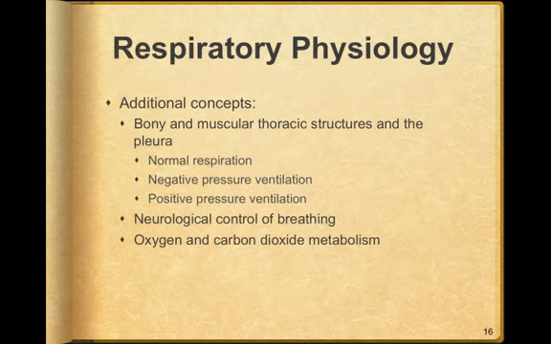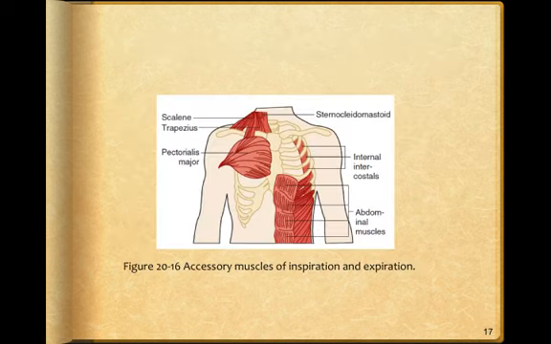Respiratory physiology. Additional concepts. Bony and muscular thorax structures in the pleura. And we're going to talk about this, I got some pictures following the next couple slides. Normal respiration, negative pressure ventilation, and positive pressure ventilation. We're also going to talk about neurological control of breathing and oxygen and carbon dioxide metabolism.